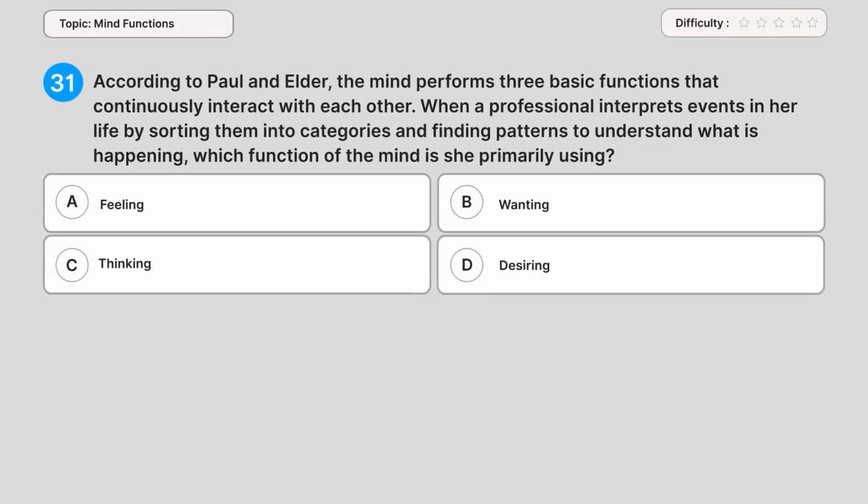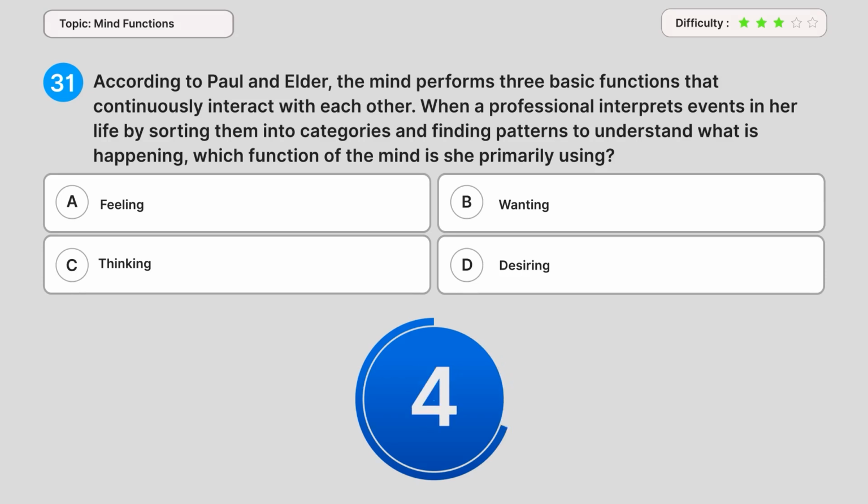31. According to Paul and Elder, the mind performs three basic functions that continuously interact with each other. When a professional interprets events in her life by sorting them into categories and finding patterns to understand what is happening, which function of the mind is she primarily using? A. Feeling. B. Wanting. C. Thinking. D. Desiring. Do you know the answer?